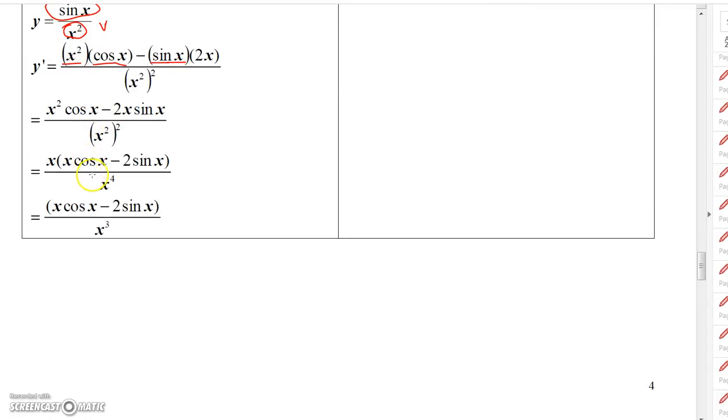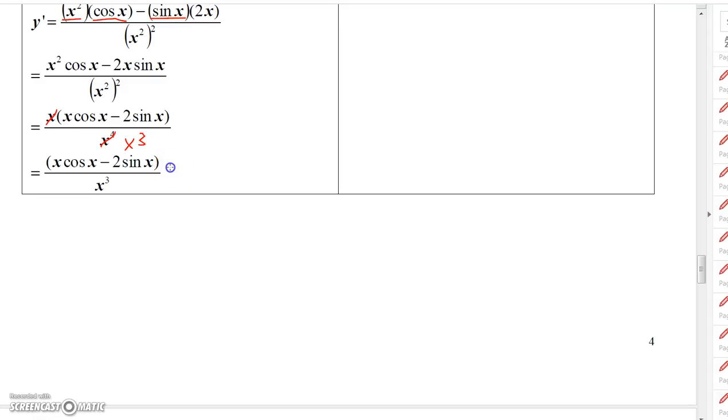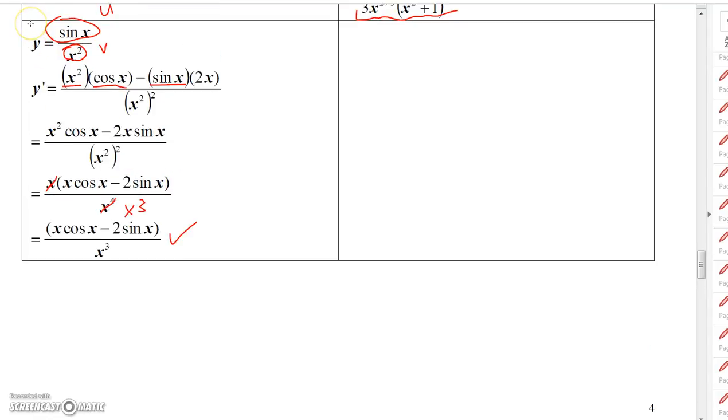Now there is one thing you can do here. You can factor an x out of the numerator and out of each term here, and then you can actually divide that x into the denominator and get x to the 3rd on the denominator. So there is a way to simplify that just a little bit further. So that gives you the derivative. So there's the final derivative of that function.